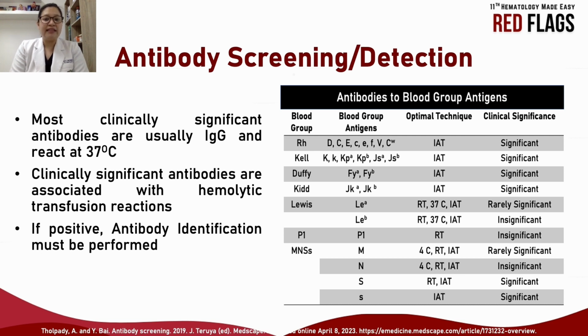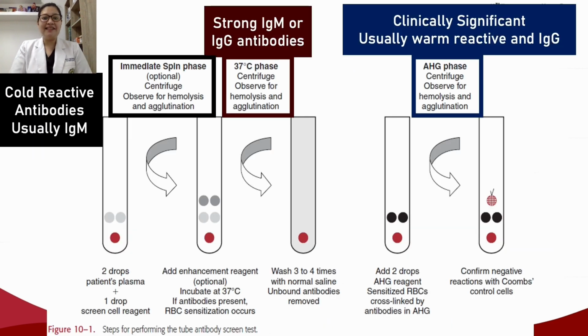The table presented in this slide gives a brief overview of the common blood groups detected in screening and whether they are clinically significant or not. Presented here are the steps for performing the tube antibody screen test. The patient's serum or plasma is mixed with RBCs that have known antigen content.